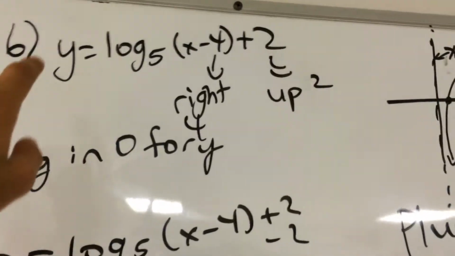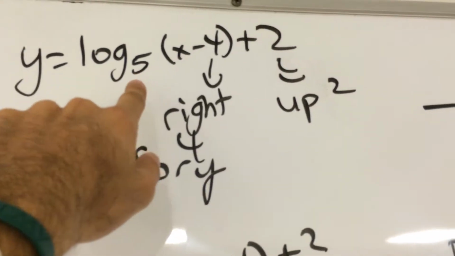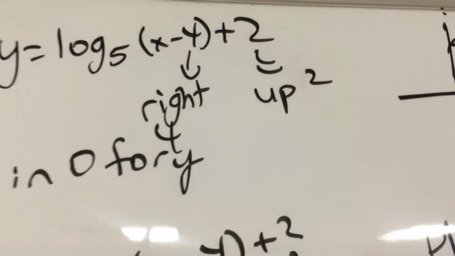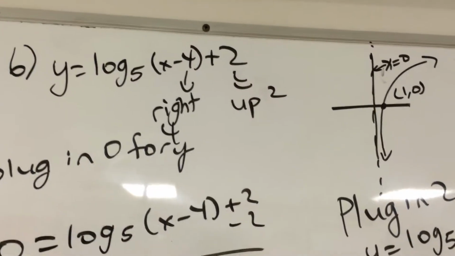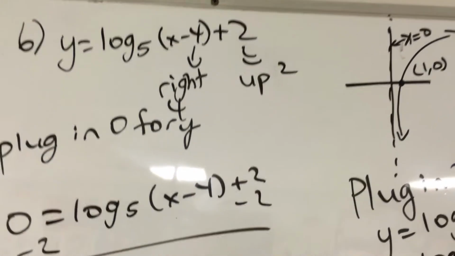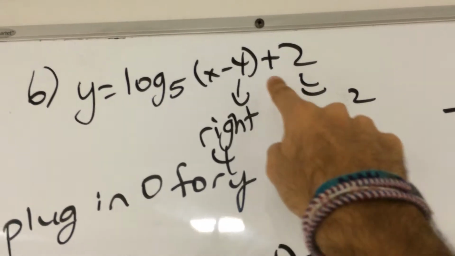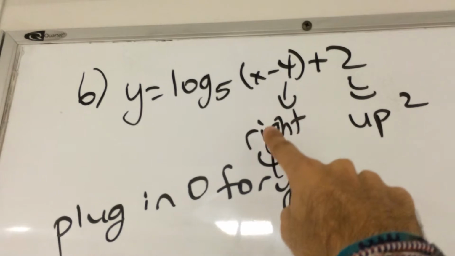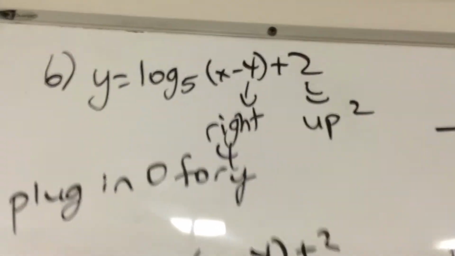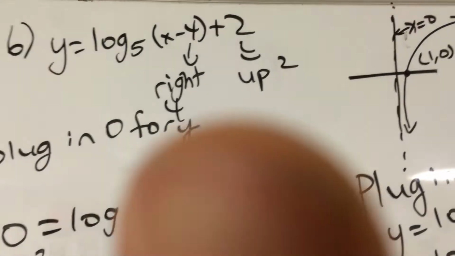So it says y equals log base 5 of (x minus 4) plus 2. Step 1 with the log functions is let's identify the transformations. So I've got the 2 outside. That means I'm going up by 2. I've got the 4 inside. Remember, I do the opposite of what it says. That means I'm going right by 4. So I've identified the transformations.